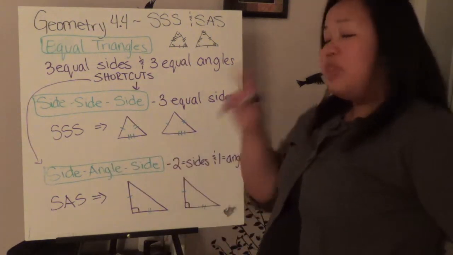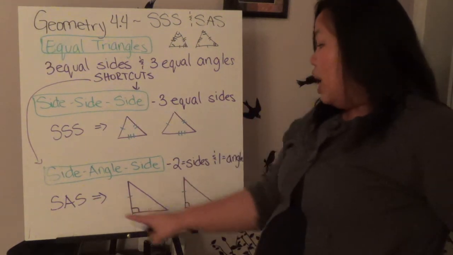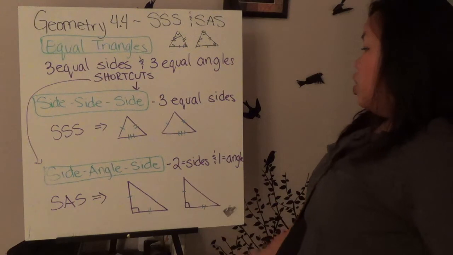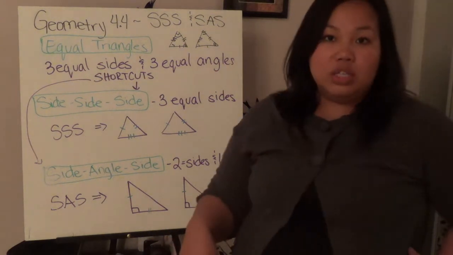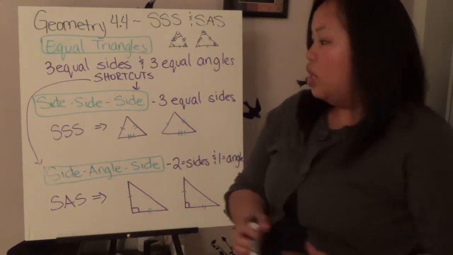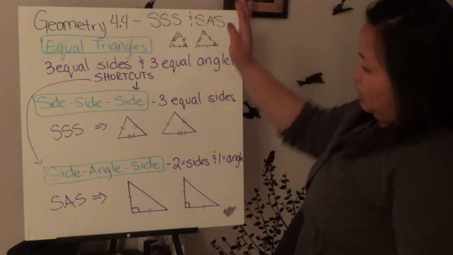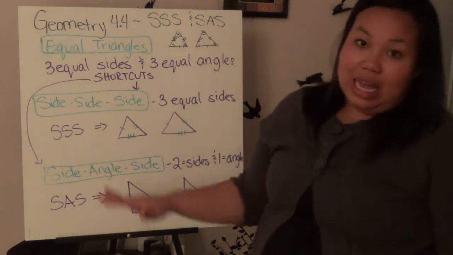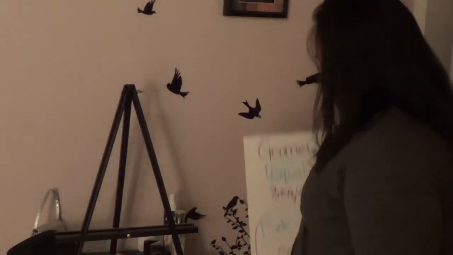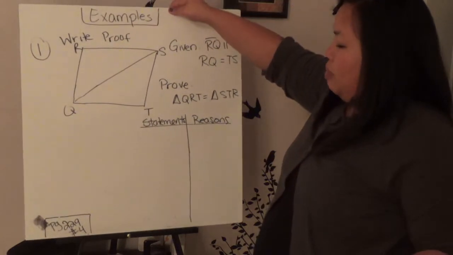If you can prove that 2 sides and 1 angle are equal to each other, then without proving anything else, you can state that the triangles are equal to each other. So our 2 shortcuts again are side, side, side, and side, angle, side. You can abbreviate them as SSS and SAS. Don't forget to pause and write down and do the vocabulary.